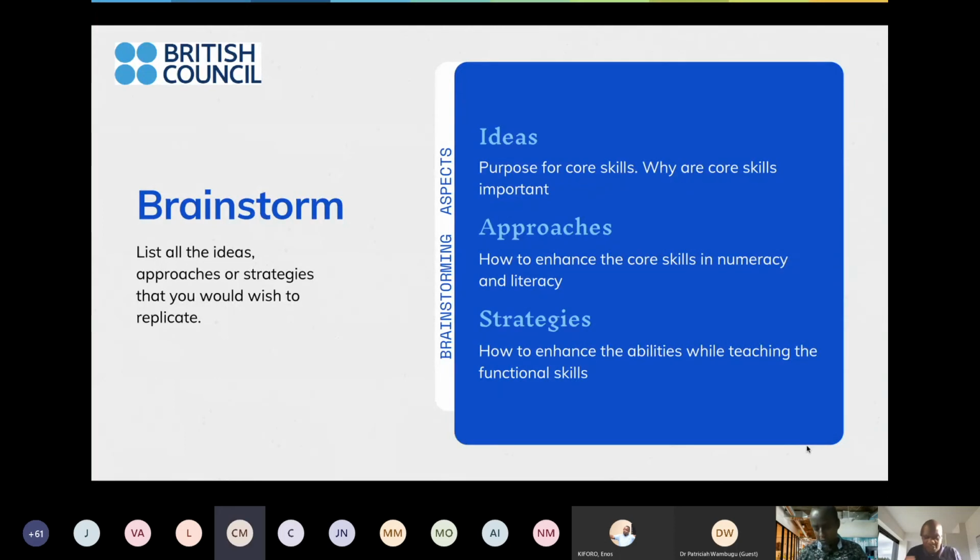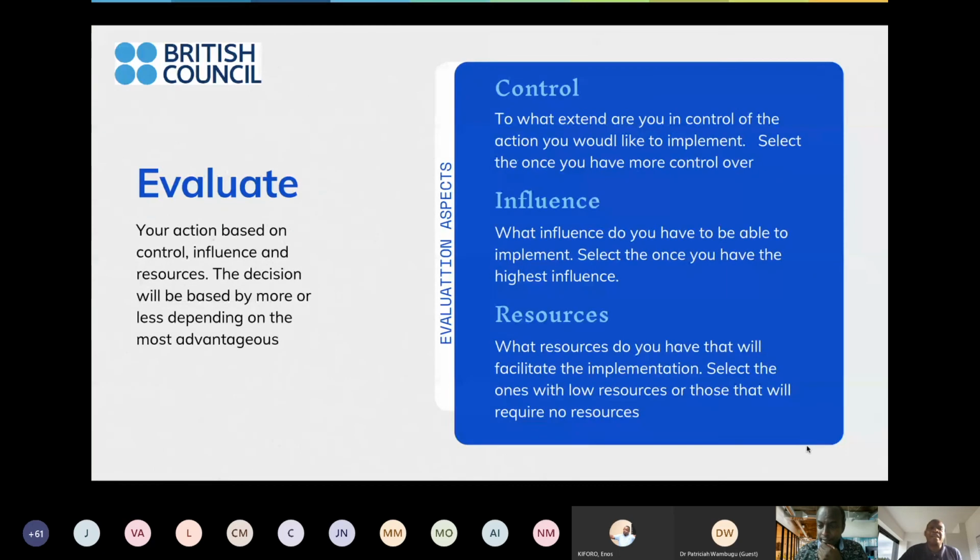So we like you to look at what you have written and think about these ideas, approaches, and strategies. Which one am I going to use? There are so many on your table there, and since you have them, you have already brainstormed. But the next thing we like you to think is evaluate. Take your pen and underline where you think I have control of this one, I have influence of this one, I don't need resources here. We are trying to sift and to see which ones are easy to do.